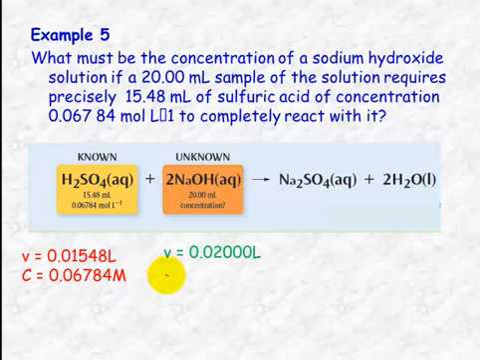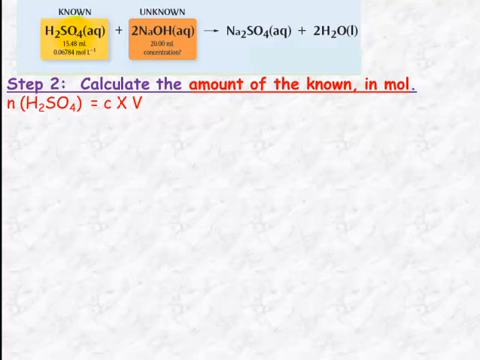What are we trying to find out? We know that V equals 0.02 litres, which is 20 mL converted to litres. What is our concentration? It's asking, what must the concentration of the sodium hydroxide solution be? So let's go through this step by step. Step 1, calculate the amount of the known in mole.